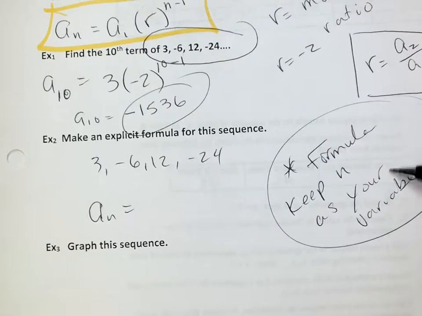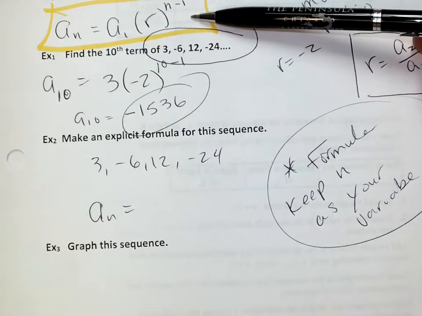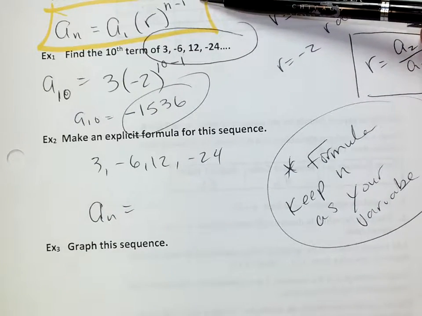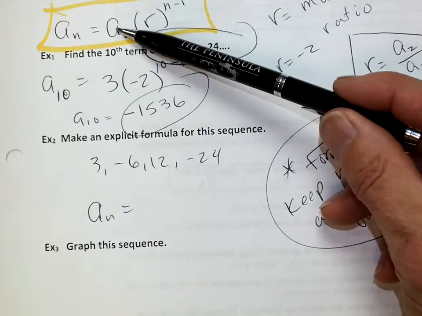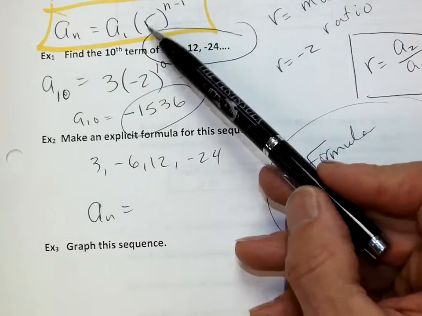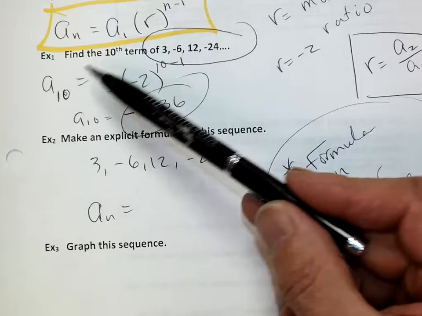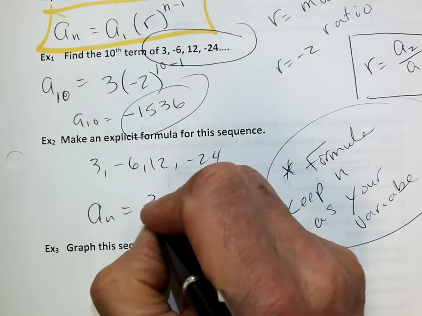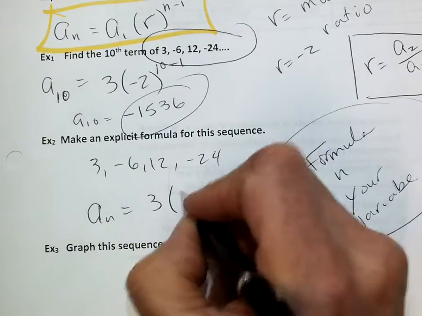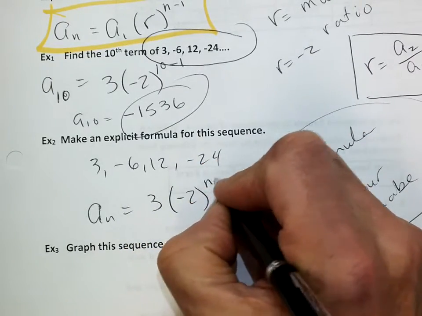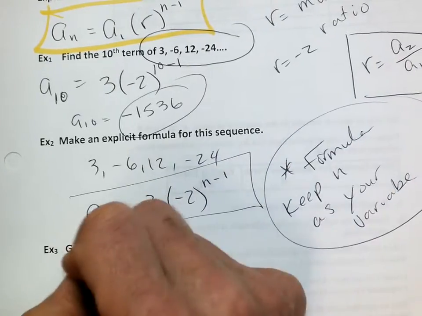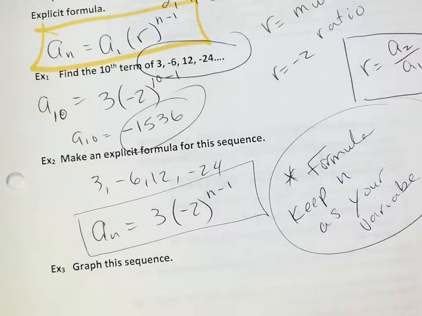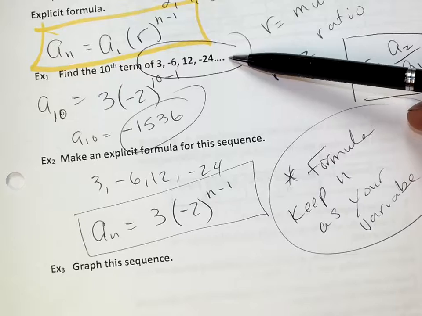So if we're going to make a formula, I go to my general formula, and I plug in what I know. I know the first term, right? And I know my ratio. And I'm going to keep n as n because I need a formula, because I need a variable. So I'm going to go A of n equals 3 times negative 2 to the n minus 1 power. This formula will allow you to make any term in this series.